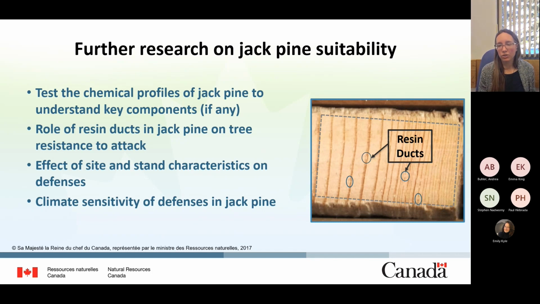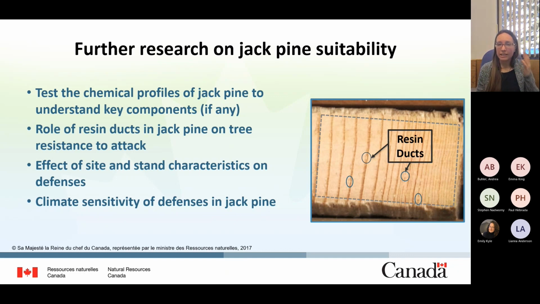And so further tests that I'm going to do are look at the natural variation of resin ducts in lodgepole pine. I want to look at whether site and stand characteristics impact these defenses, and also whether there's some climate sensitivity of defenses, as in when things are dry and there's a drought, mountain pine beetle tends to take advantage of that situation because trees tend to have low chemical defenses. And how sensitive is jack pine to these times of drought? Do they also lower their defenses? And I can measure that through history using their resin ducts.